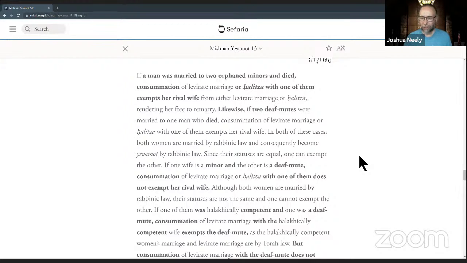Likewise, if 2 deaf mutes were married to one man who died, consummation of levirate marriage or chalitza with one of them exempts her rival wife. In both cases, both women are married by rabbinic law and consequently become Yevamot by rabbinic law. Since their statuses are equal, one can exempt the other.